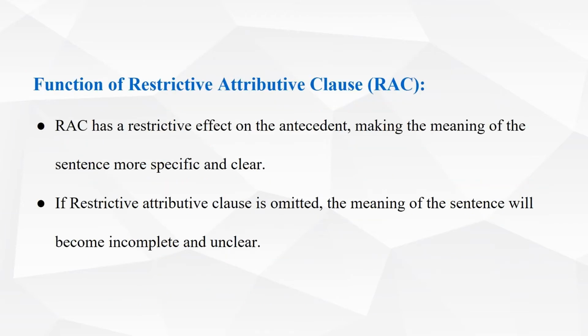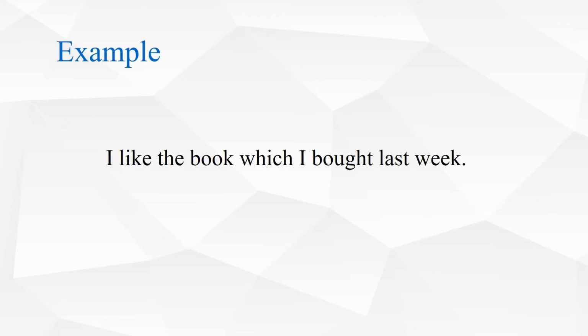When it comes to its function, restrictive attributive clause has a restrictive effect on the antecedent. It makes the meaning of the sentence more specific and clear. It cannot be omitted. Let's look at an example.